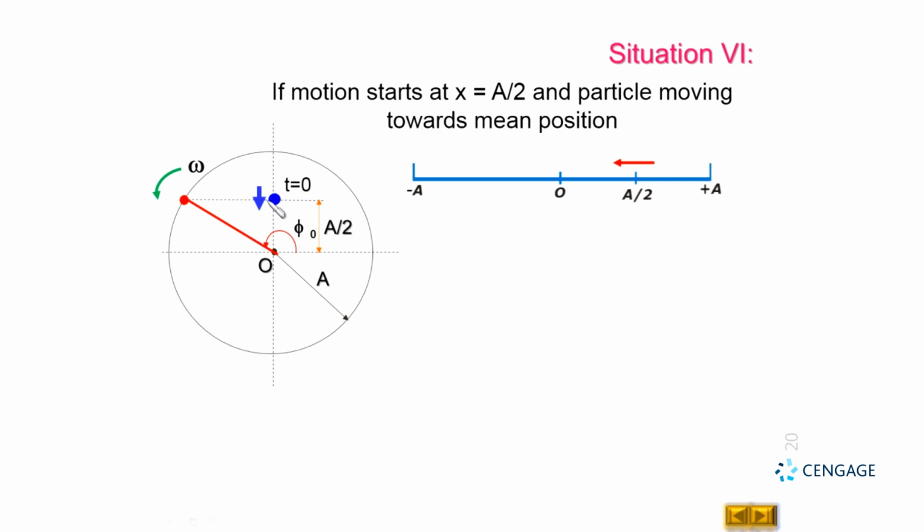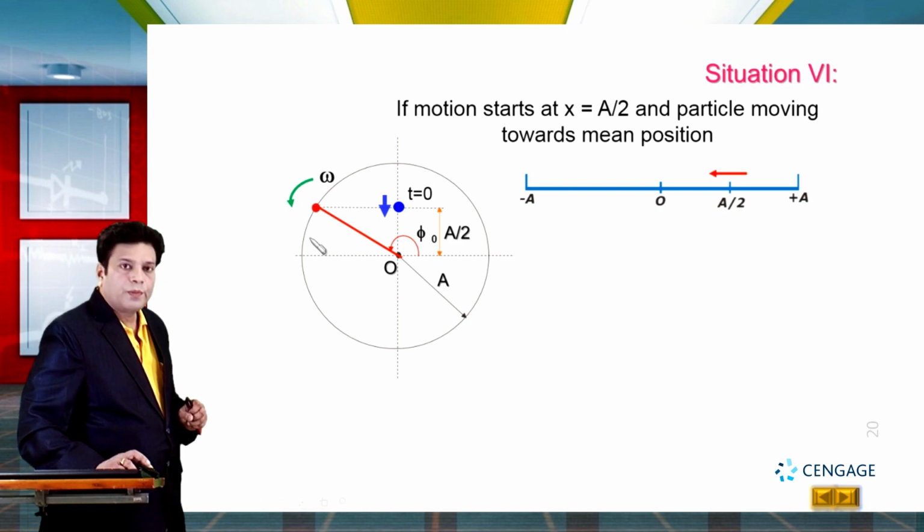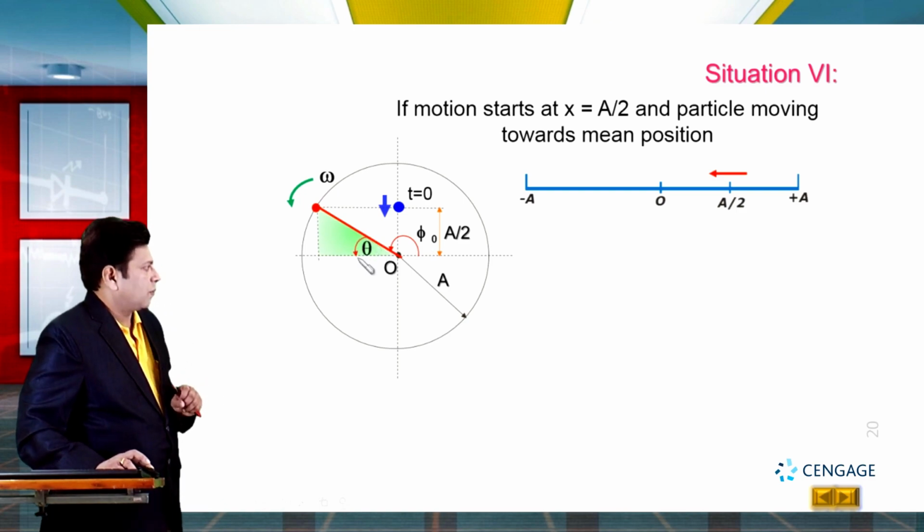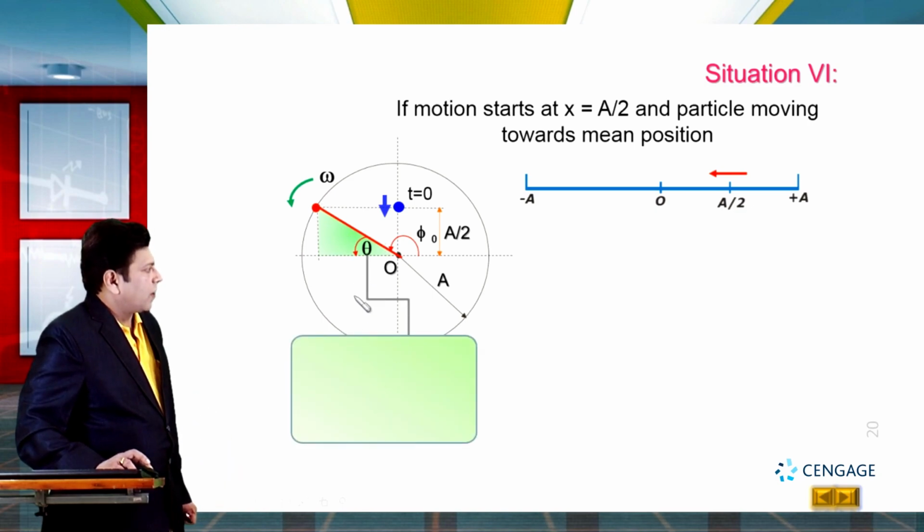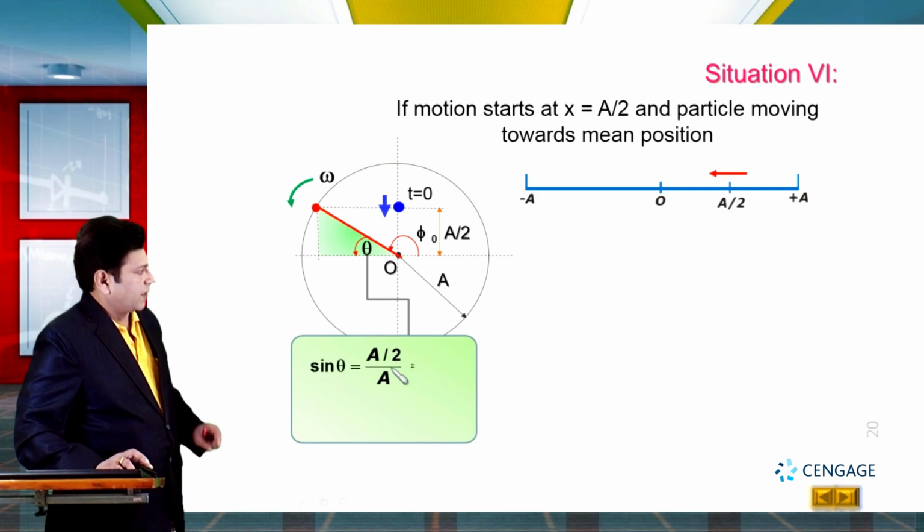Now we know this line is a by 2. This line should also be a by 2. If we draw, that means there is a right angle triangle here, and this angle should be equal to pi by 6, because we know this is a by 2, this is a. So sine theta should be equal to a by 2 divided by a. That means theta equal to pi by 6.